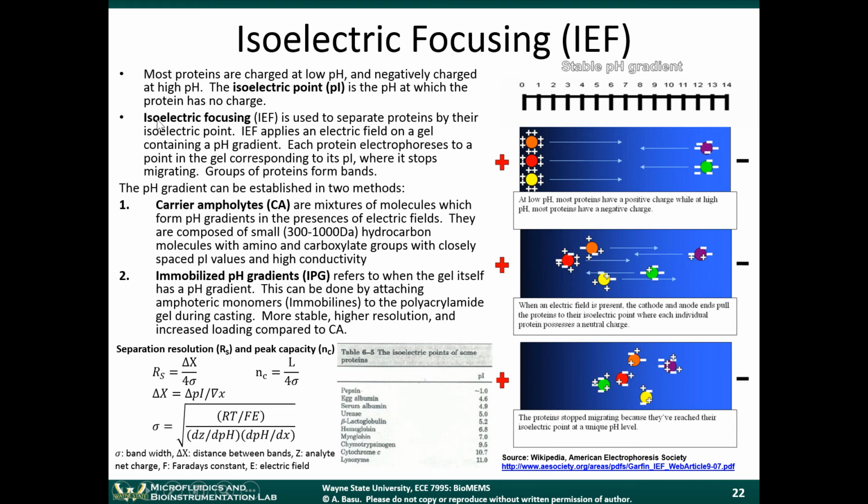So isoelectric focusing is used to separate proteins by their isoelectric point. We want to be able to separate molecules based on many of their properties. Electrophoresis allows us to separate molecules on the basis of their charge and by their size. Those are some of the most important properties of molecules, but it's not the only one.